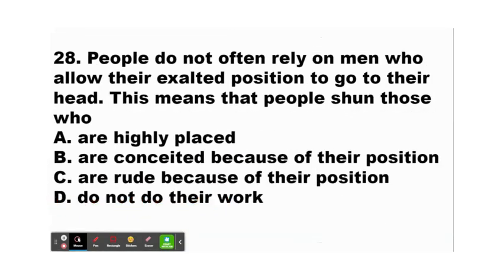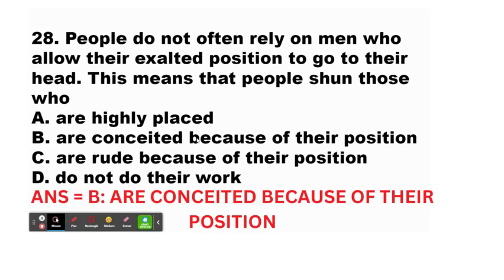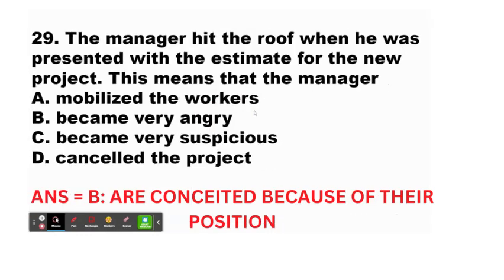28. People do not often rely on men who allow their exalted position to go to their head. This means that people shun those who A, are highly placed, B, are conceited because of their position, C, are rude because of their position, D, do not do their work. The correct option is B, are conceited because of their position. If someone is conceited, they are proud, they are arrogant, all right? They are so full of themselves. And that is what it means to allow something to go to your head. It's an idiomatic expression.